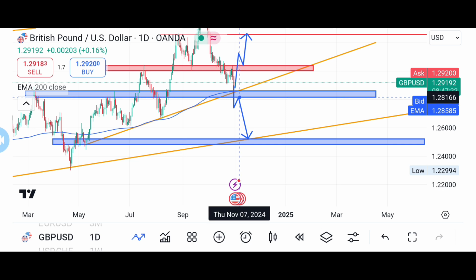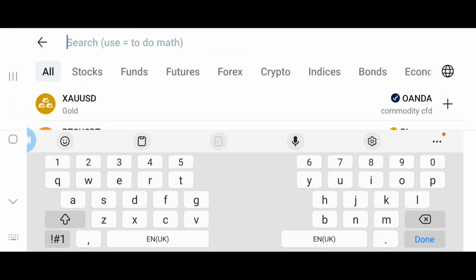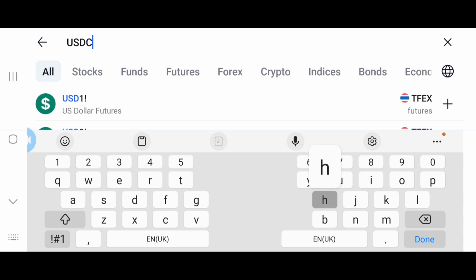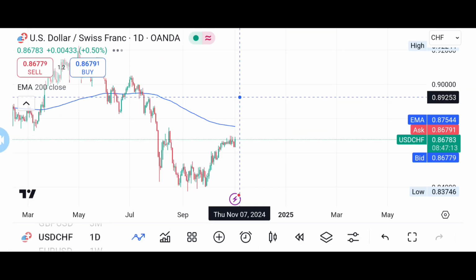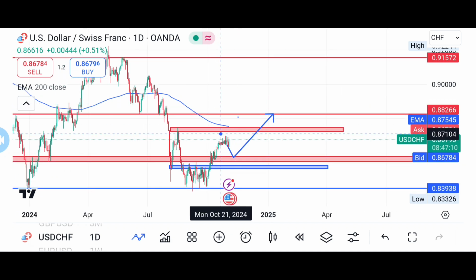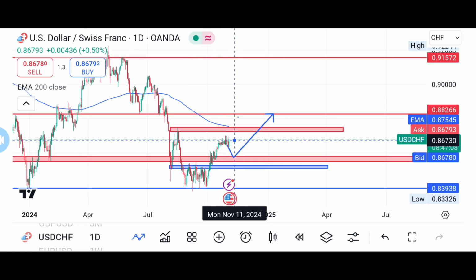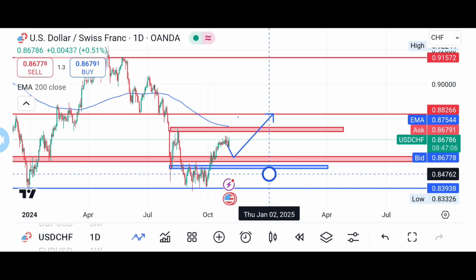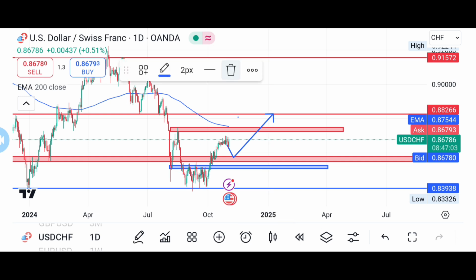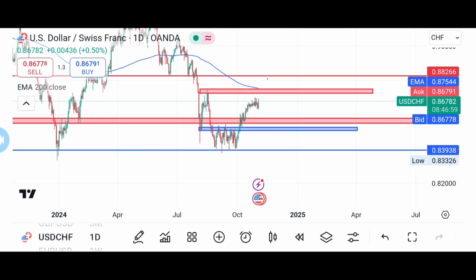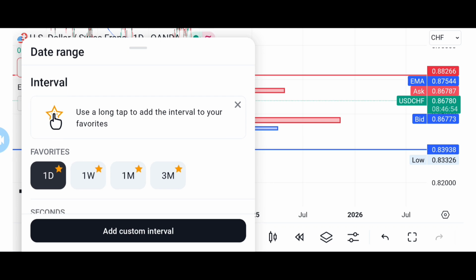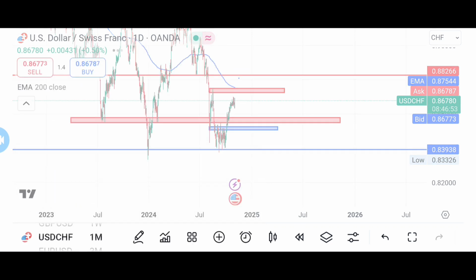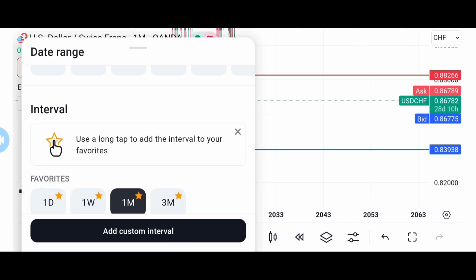So let us go to our final pair, that is USDCHF. So guys, again I already analyzed this market and let me explain everything. Let us start with the monthly time frame, sorry, let us start with the weekly time frame so that you can see it very well.